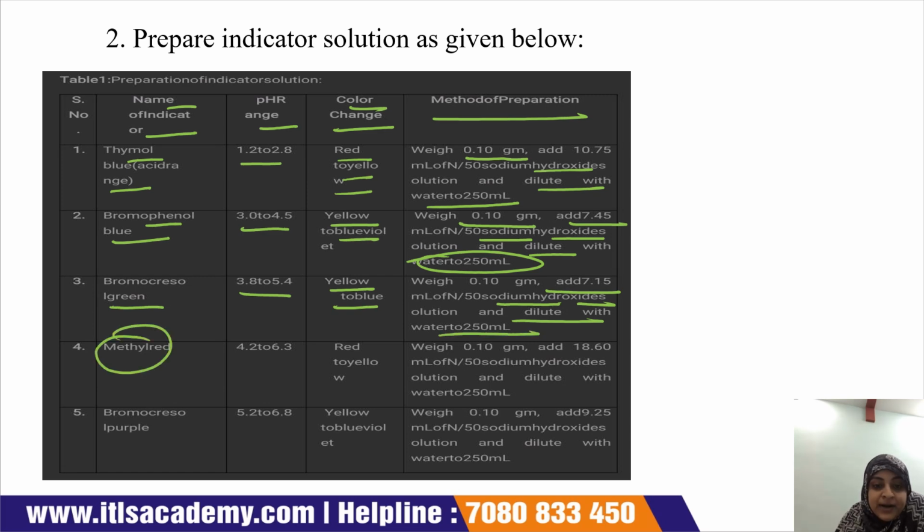Next is methyl red, whose pH range is 4.2 to 6.3, color red to yellow. Weigh 0.10 gram and add 18.60 ml of N/50 sodium hydroxide solution and dilute it with water to 250 ml.